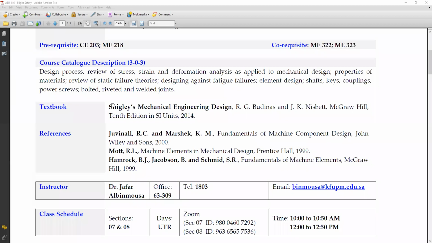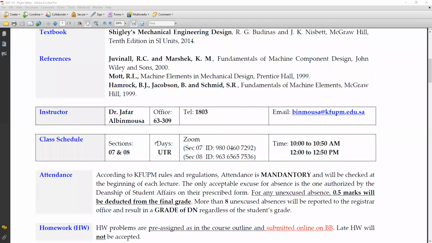I am pretty sure that if you know any relative or any friend who's studying abroad in the States or in Europe, they are teaching with Shigley. So this is truly a very famous textbook for the course. There are other references which you can refer to.